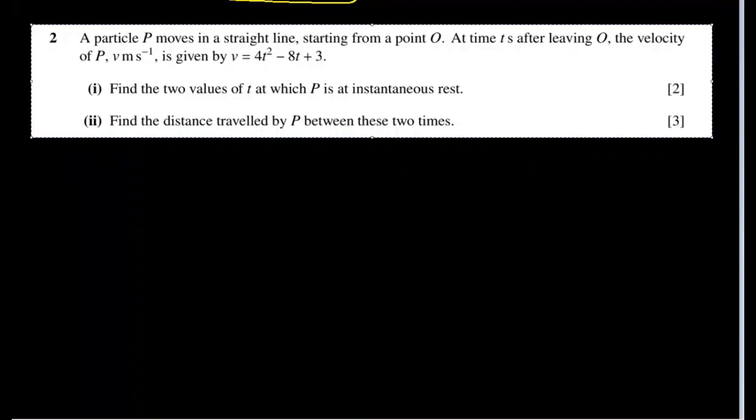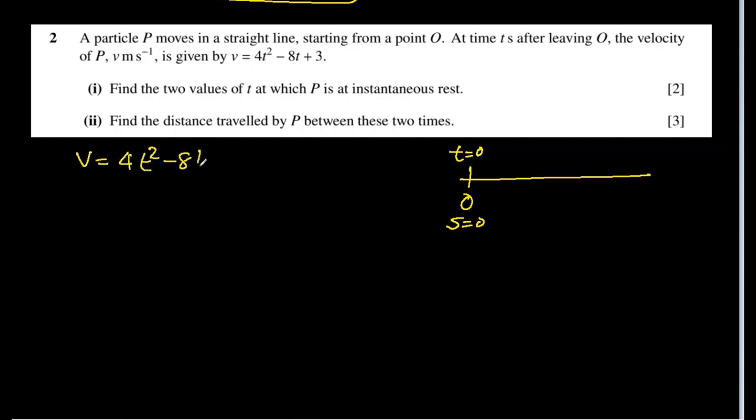Particle P moves in a straight line starting from point O. So here time is 0. We're starting from here. Displacement is also 0 from O. At the time t after leaving O, the velocity is given as this. So this is the equation for velocity. Find the two values of t for which P is at instantaneous rest.